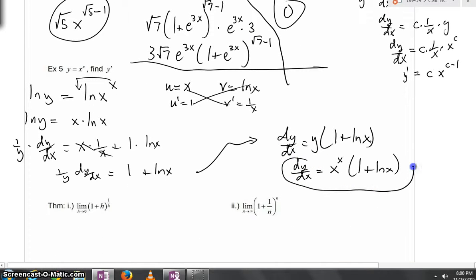Two very quick comments. We'll need this for later. But both of these limits at the very bottom, the limit as h goes to 0 of 1 plus h to the 1 over h power is actually e. And the limit as n goes to infinity of 1 plus 1 over n raised to the n power, that likewise will be e. We'll talk a lot more about this by the end of this unit.